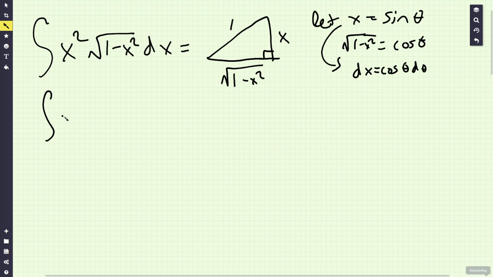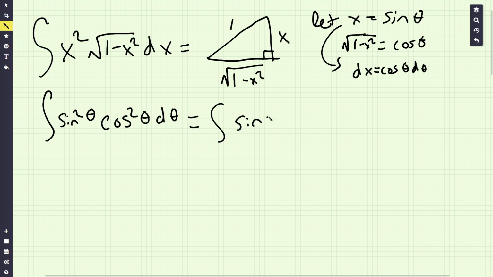So x squared is going to be sine squared theta, and the square root of 1 minus x squared is cosine theta. Don't forget about our other cosine, so this is going to be cosine squared theta d theta. So this actually has a really elegant solution. What we can do is first rewrite this as sine theta cosine theta squared d theta.